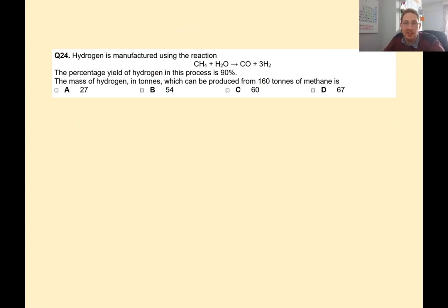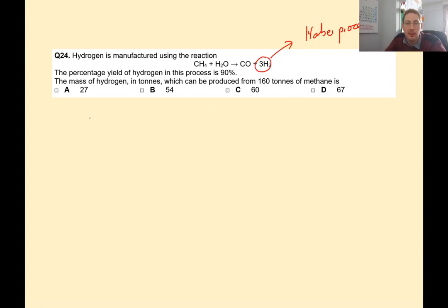Hydrogen is manufactured using this reaction. You might recognise this from GCSE. It's the one that feeds into the Haber process. The percentage yield of hydrogen in the process is 90%. What is the mass of hydrogen in tonnes which can be produced from 160 tonnes of methane?